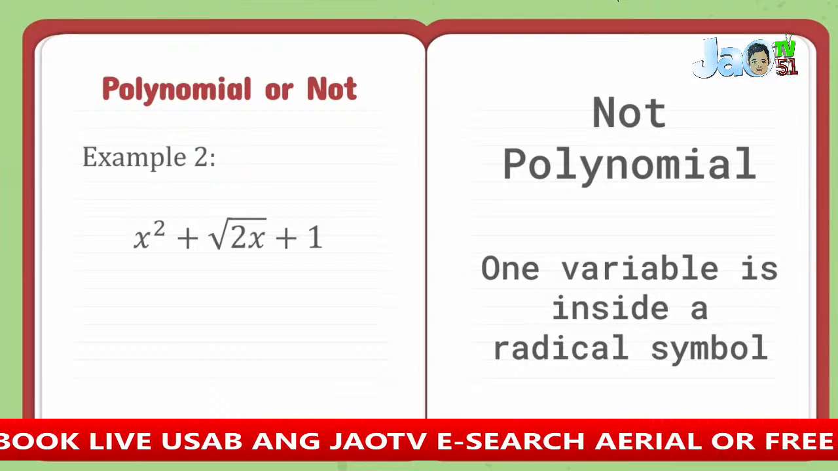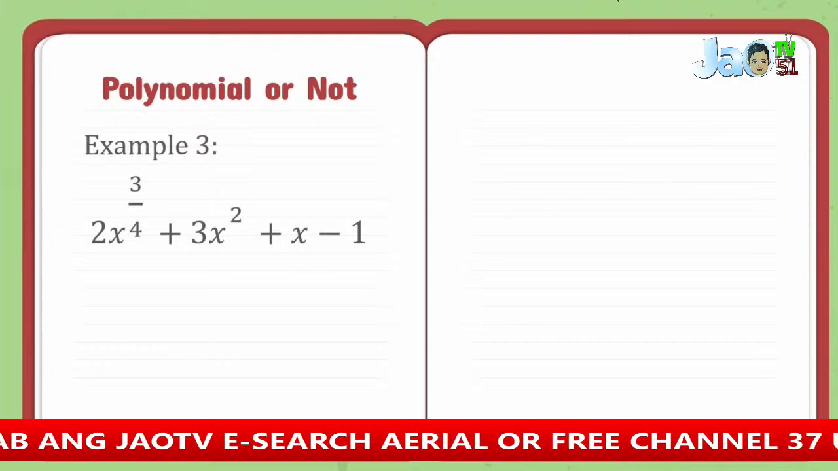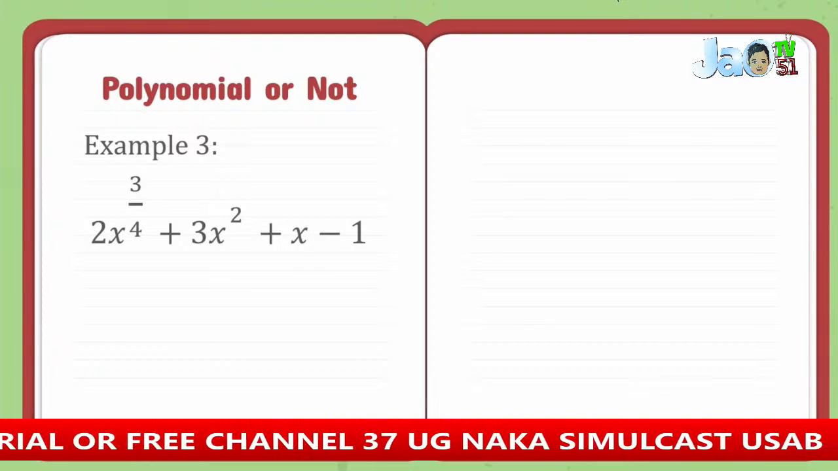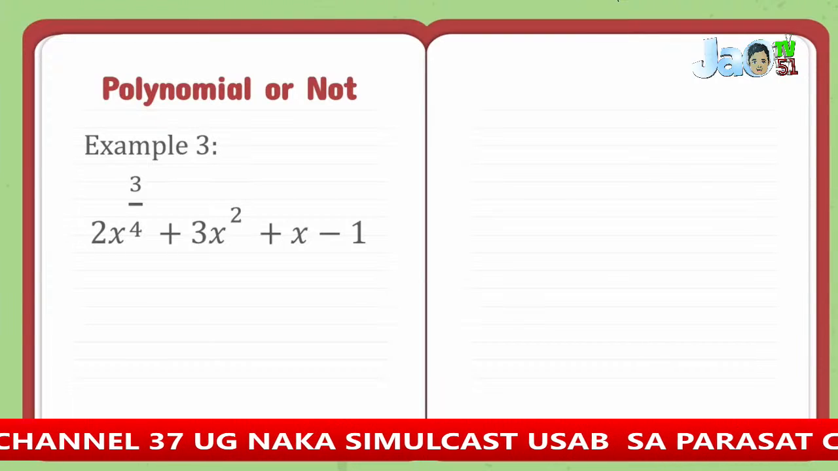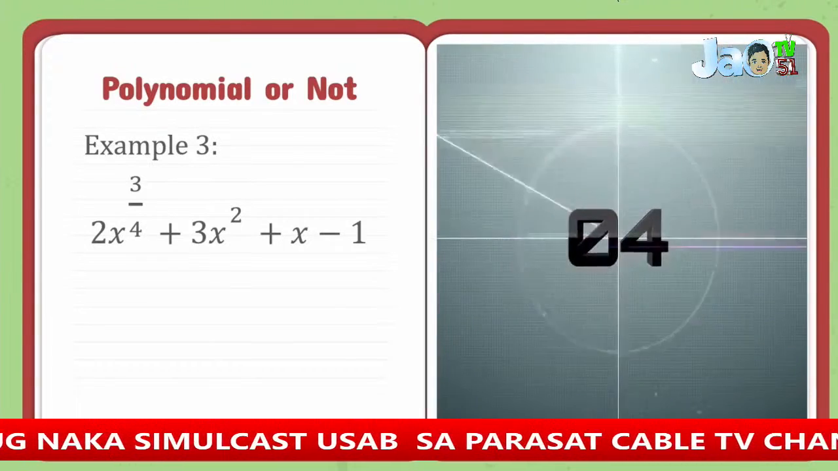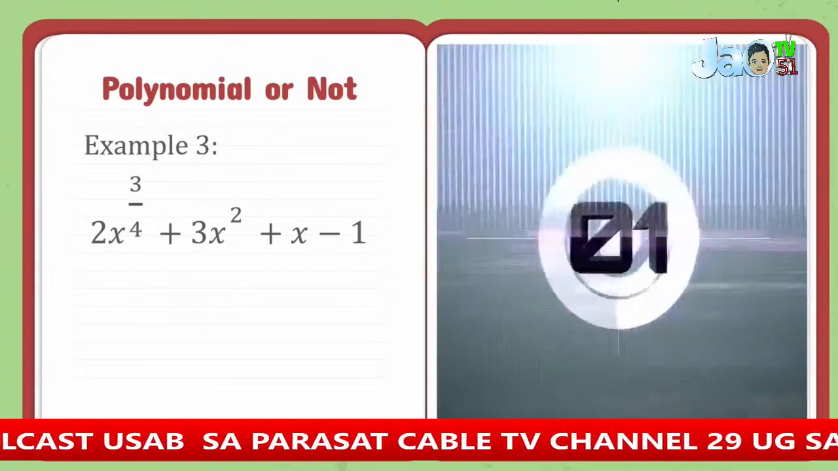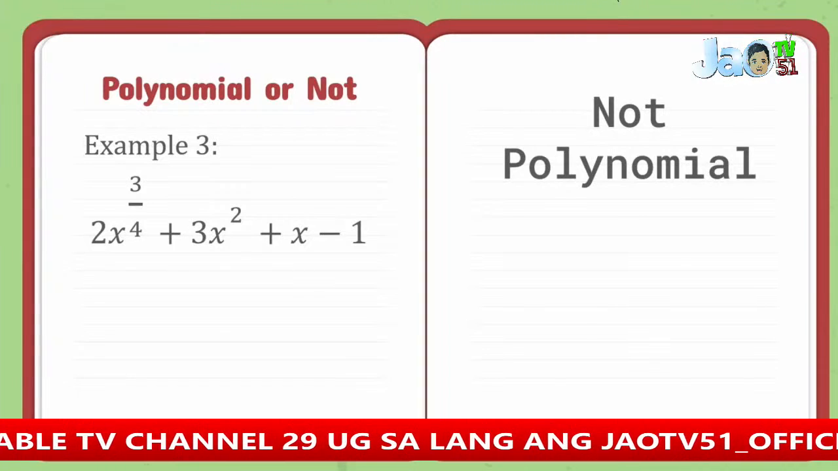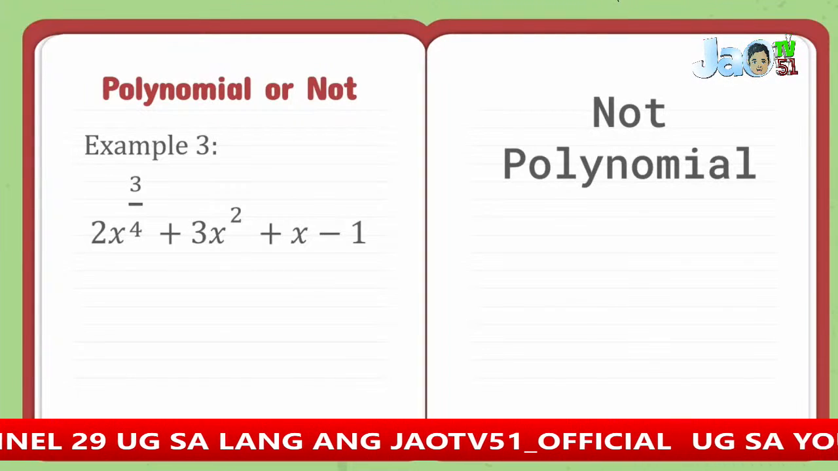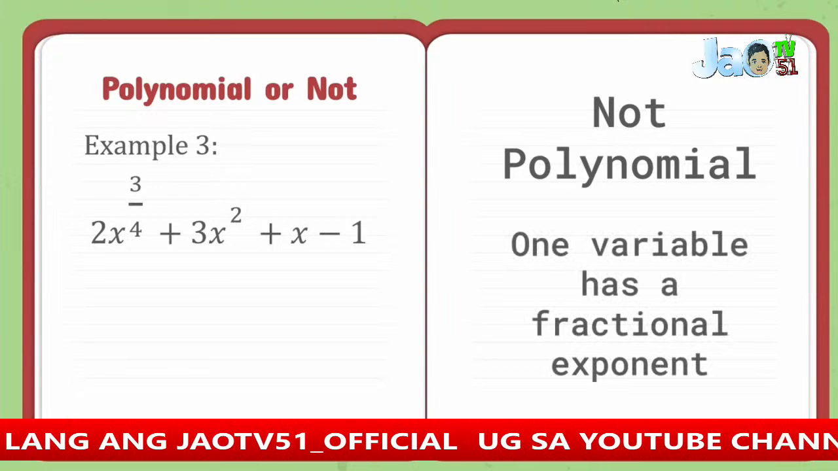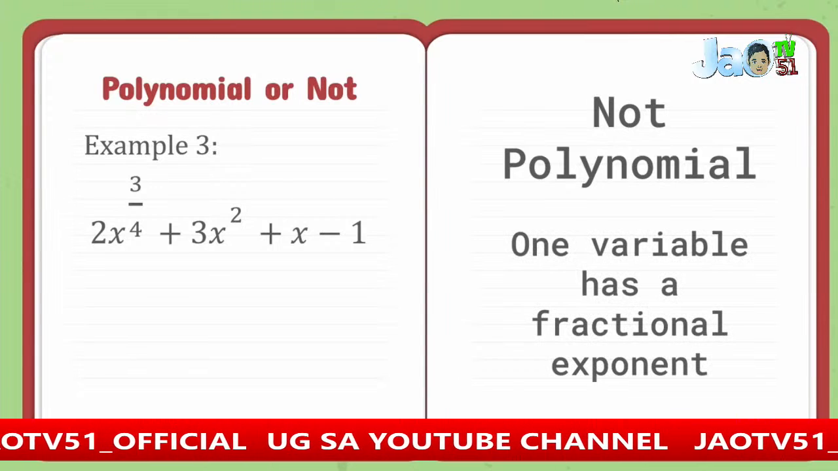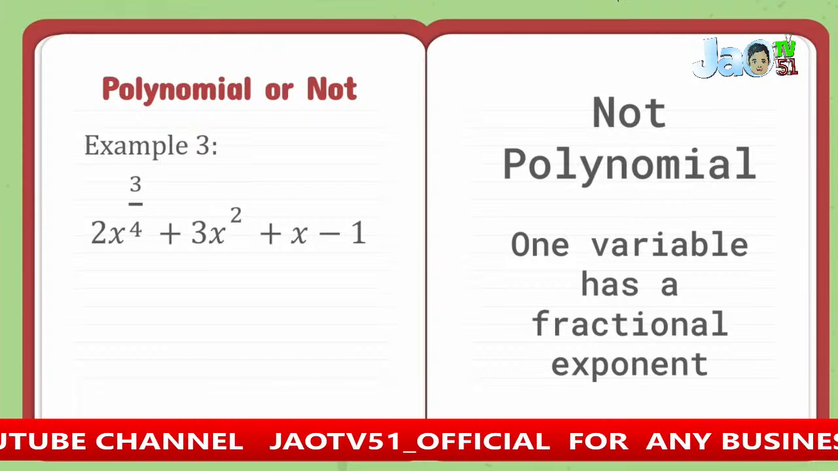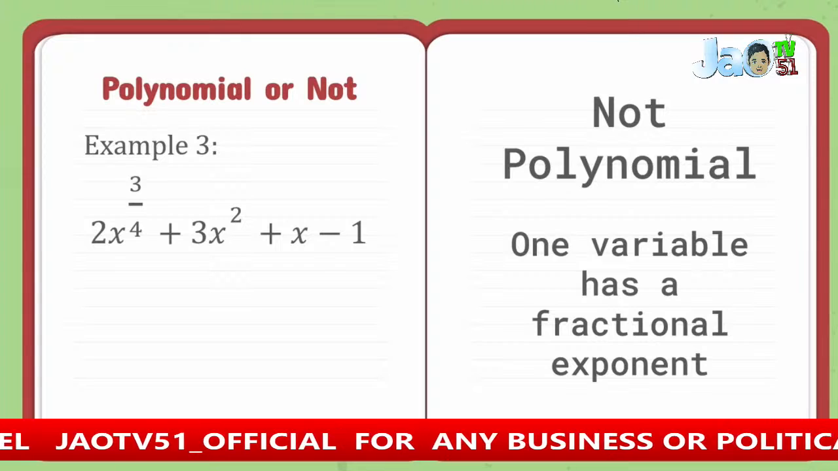How about 2x to the power of 3/4 plus 2x squared plus x minus 1? The answer is not polynomial. An expression can't be considered polynomial if it contains a fractional exponent or the exponent of one variable is not a whole number. How about this expression?